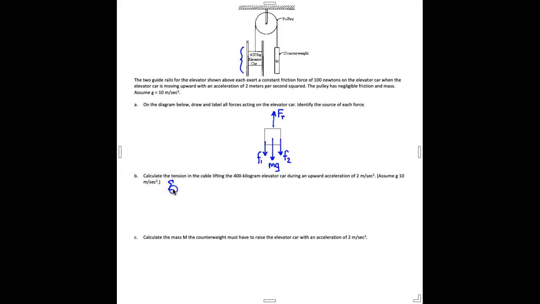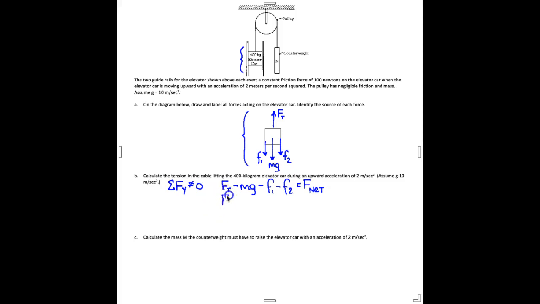When I write my dynamics equation in part B, I'm going to recognize that the sum of the forces in the y direction is not equal to 0. And the reason that I know that is that it's accelerated. So I'm just going to write my free body diagram out as an algebraic expression. It's going to be Ft, which is positive, minus the weight of the elevator mg, minus F1, which is the frictional force from the left guide rail, minus F2, which is the frictional force from the right guide rail, is equal to F net, or my leftover force.